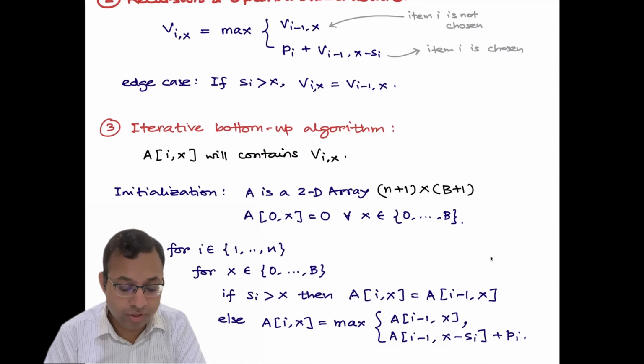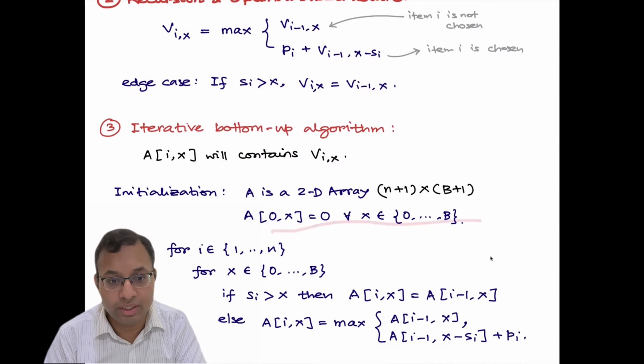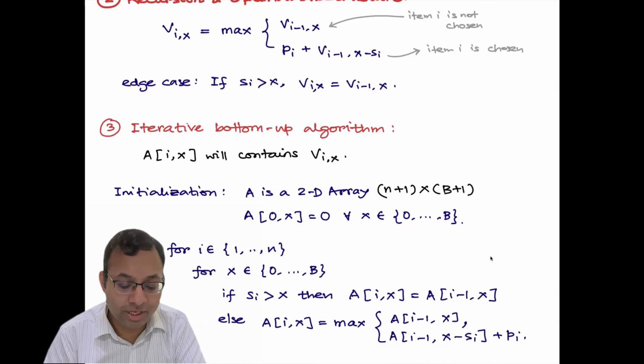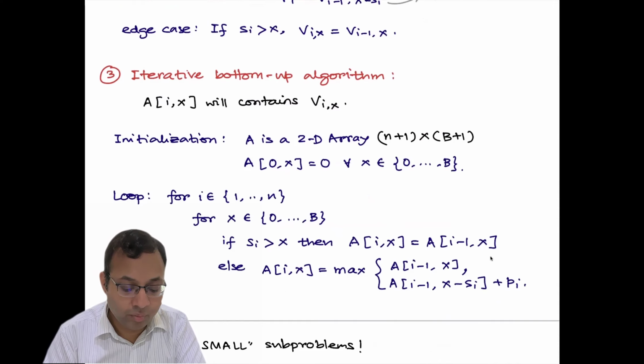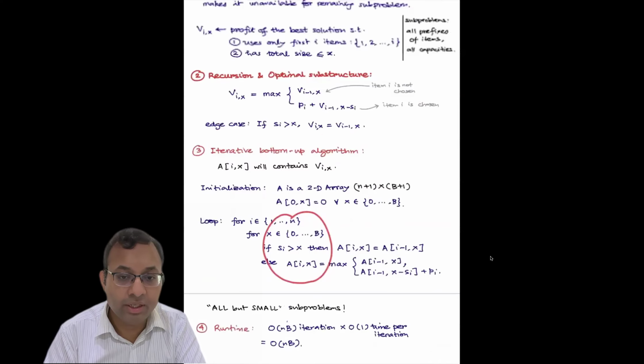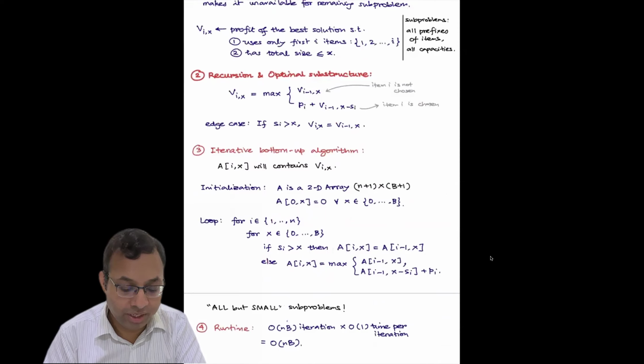The first row, the 0th row, is for when we don't take any item, so we just put that to be 0. That's the initialization. The total size of the array is (n+1) times (B+1), because there is a row for 0 size and a row for 0 elements. Then we run the loop, and the loop is just running the recursion. If s_i is more than x, this is the edge case we handle. Otherwise, we run the usual recursion.